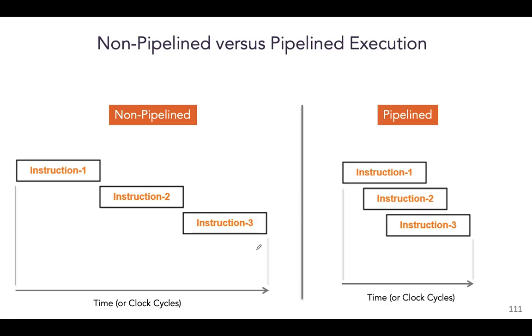Now here's an illustration to give you an idea of how a pipeline system looks in contrast to a non-pipeline system. Suppose we are going to execute 3 instructions. In a non-pipeline system, instruction 1 is executed. You have to wait until the end of the execution of instruction 1 before you can start the execution of instruction 2. And then you have to wait till the end of the execution of instruction 2 before you can start the execution of instruction 3, and then that instruction ends. So this is the total time it takes to execute 3 instructions in a non-pipeline system.